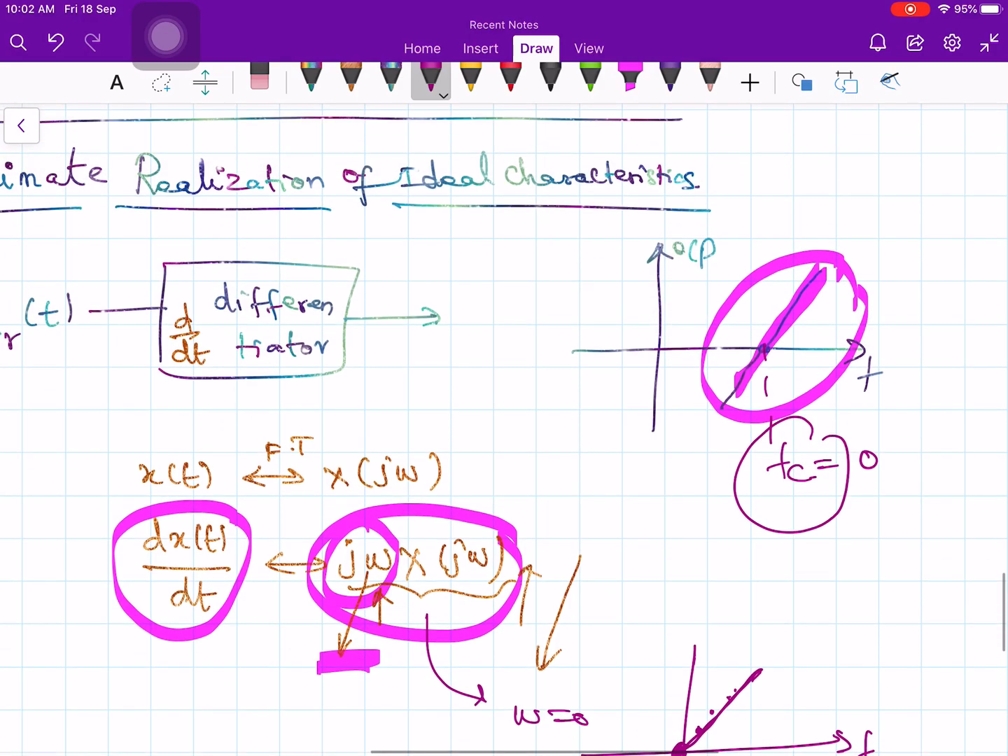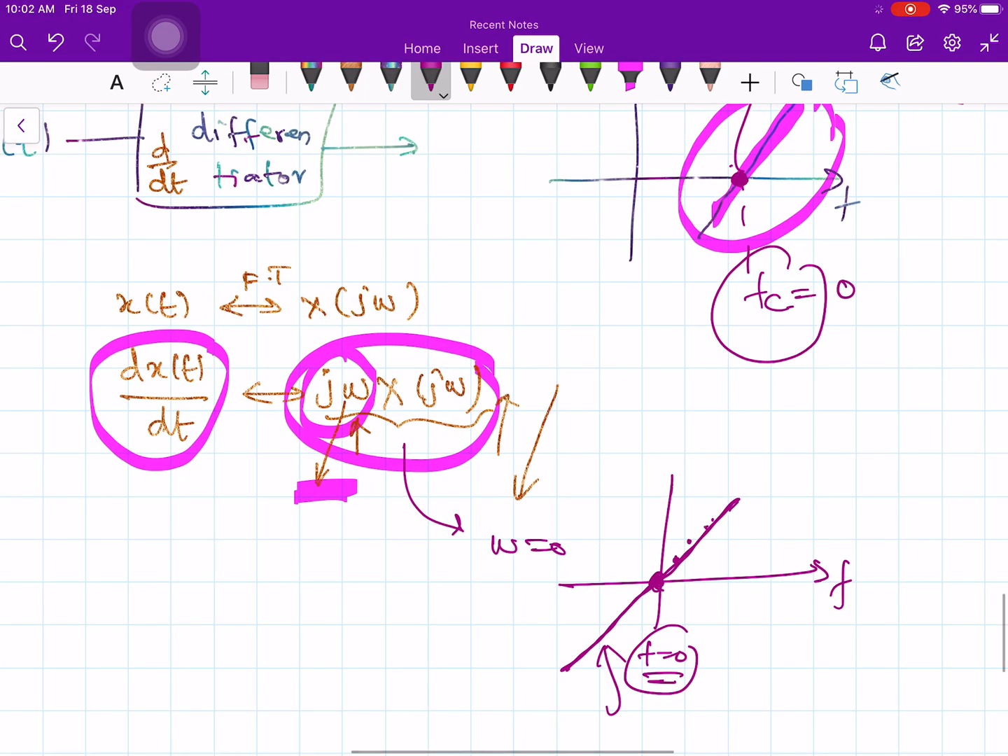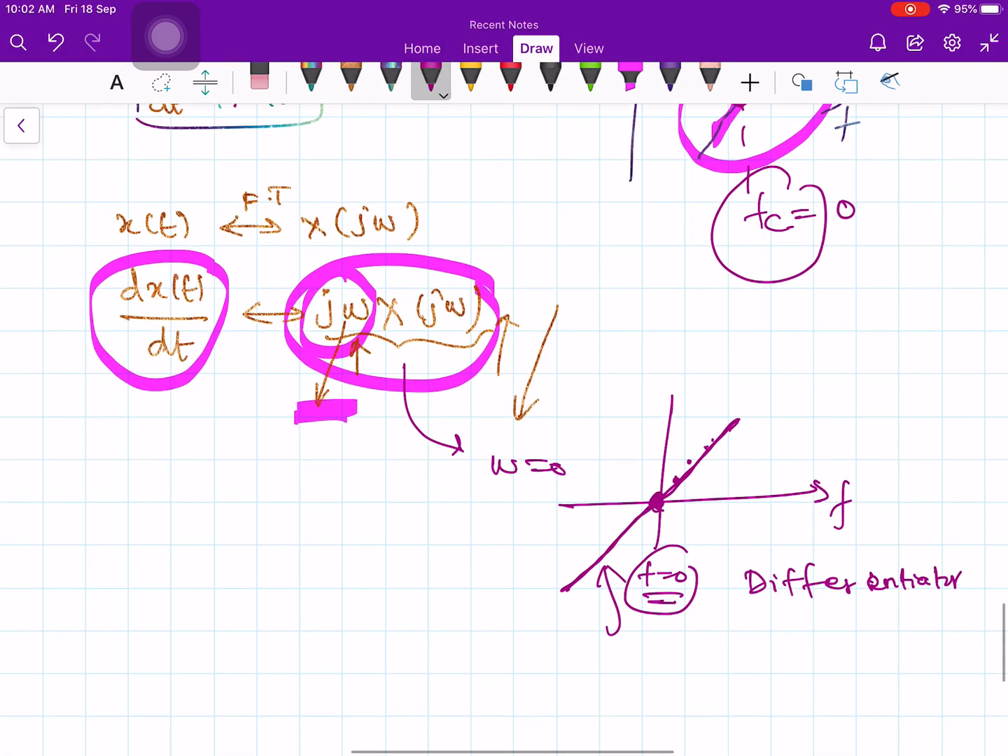But in your frequency demodulator, what do we want? We want the 0 output at f equals fc. But the differentiator has the characteristics that output is equal to 0 when f equals 0. So that is the only thing we need to address.